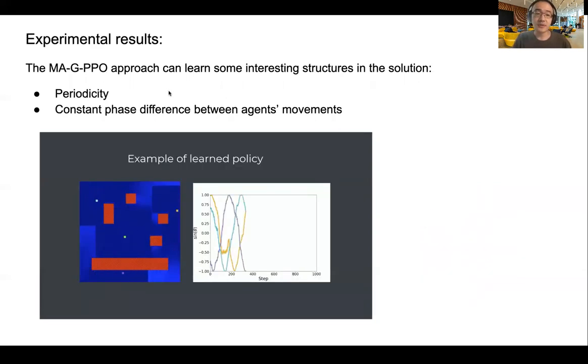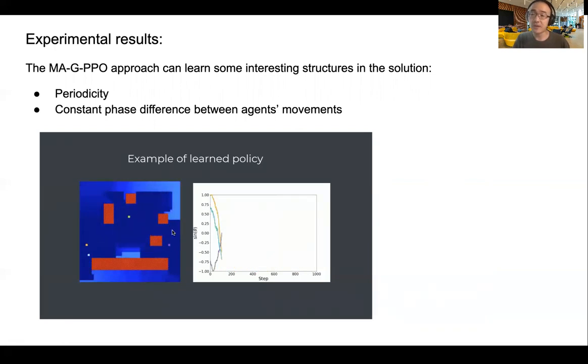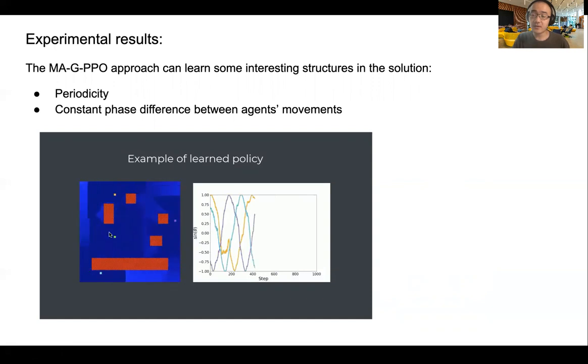The most noticeable thing in our experimental results is that the MEG-PPO approach can learn some interesting structure in its solution. As we can see in the following example, the learned policy for these four agents on this open map environment is that three agents are moving in a circular tour with one agent staying in the middle. We can see from the right-hand phase plot that for the three circularly moving agents, the learned policy is periodic, and there is also a constant phase difference between their movements.